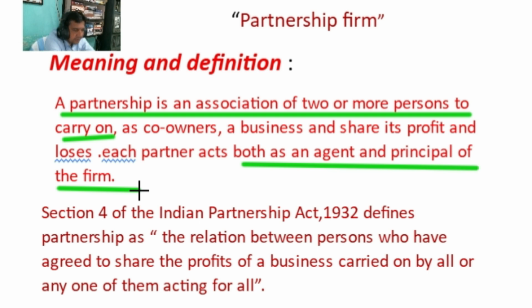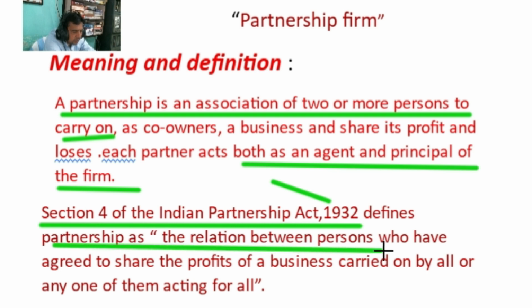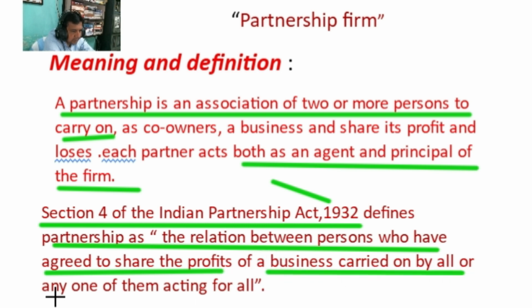Then the definition is given by Section 4 of the Indian Partnership Act 1932. So what is the Partnership Act? It is 1932, with rules and regulations regarding the formation of partnership form. The partnership business shall be carried on as per the Partnership Act 1932. It has defined partnership as the relation between persons who have agreed to share the profits of a business carried on by all or any one of them acting for all.